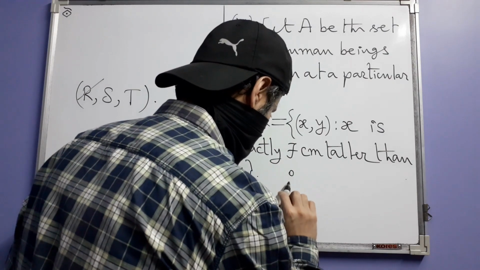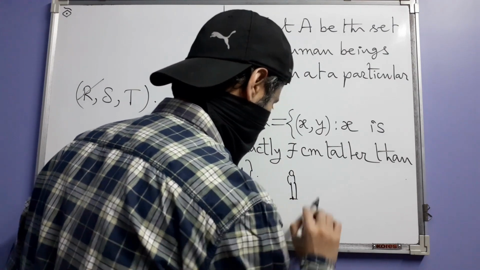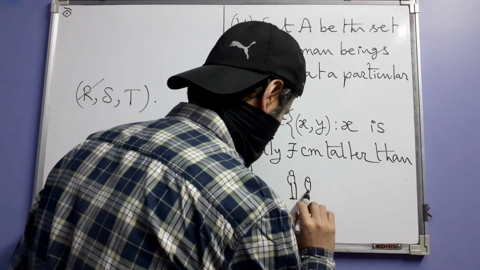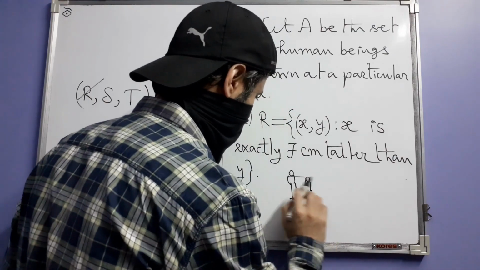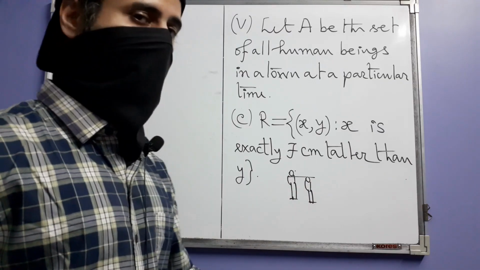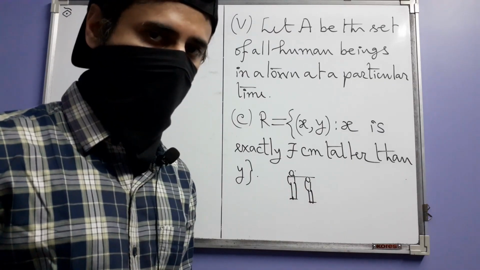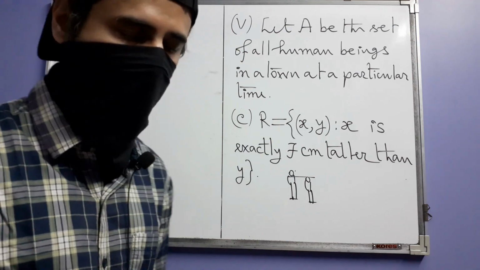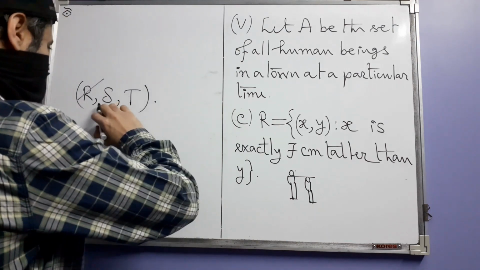Say this is x and this is y. So x is 7 centimeter taller than y. Can you then simultaneously have y 7 centimeter taller than x? No, y is shorter than x. So it's not symmetric either.